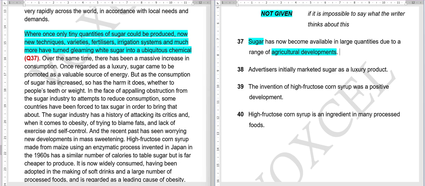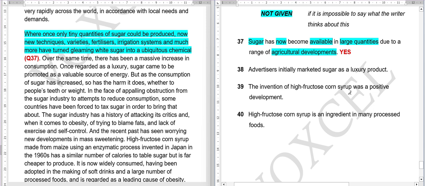Okay, time's up, and the answer to this question is yes. I hope everybody arrived at this particular answer. It was quite straightforward. So they're saying that sugar has now become available in large quantities because of development. Yes, they're saying similar things, like once only tiny quantities, but now it is ubiquitous. So ubiquitous means present everywhere. So obviously it should be in large quantities if it has to be everywhere all the time.